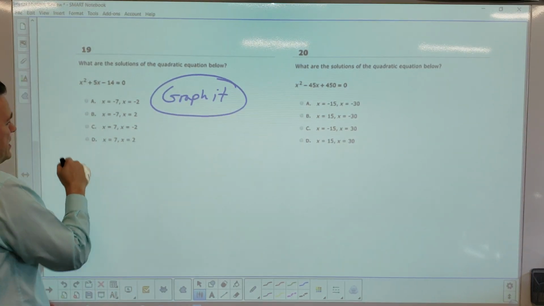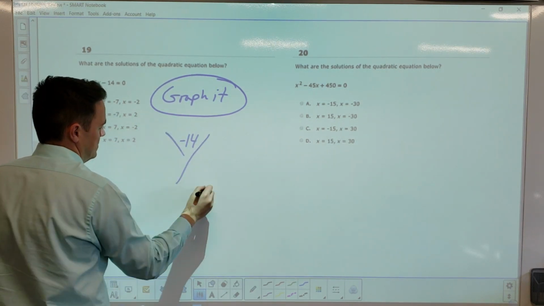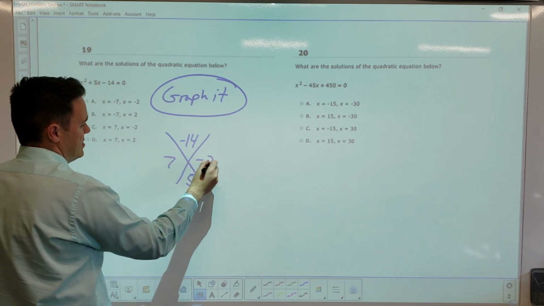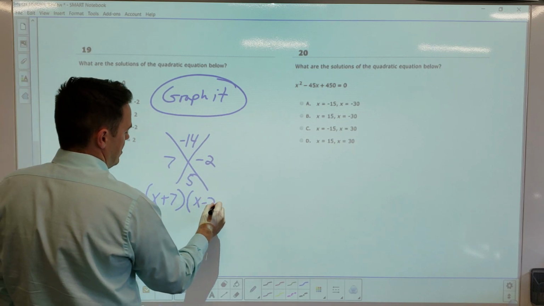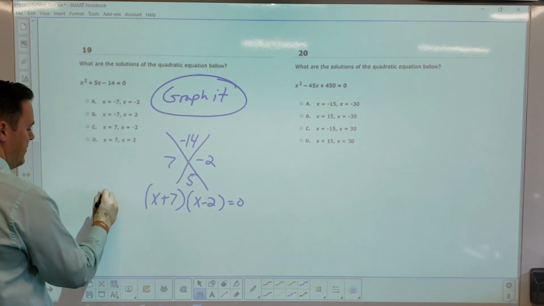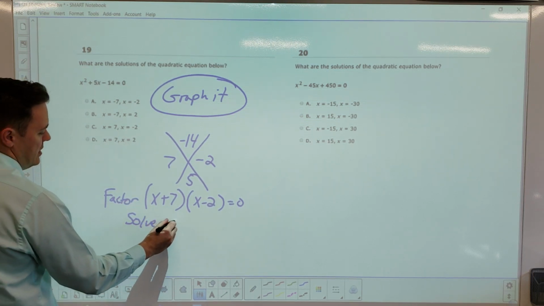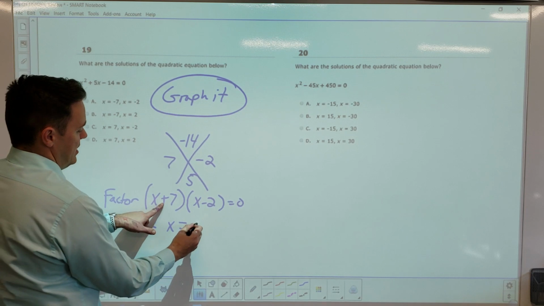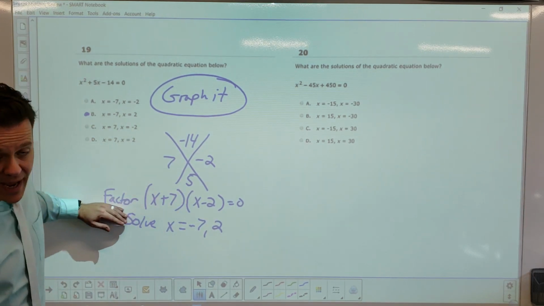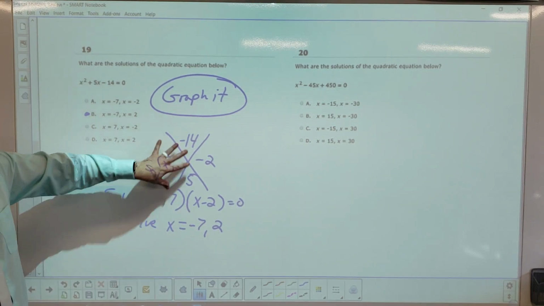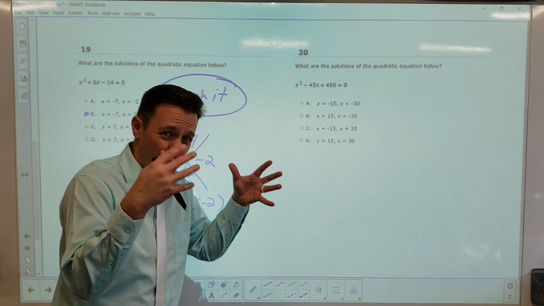You graph it, ladies and gentlemen. I think you'll get, let me do the factoring. So if I factor this, this is my answer. Okay, but this is the factored version. Remember, this is the factored version. But to solve it, it's x equals -7 and 2. Okay, so this is factoring, this is solving. So if you do this, know that, ladies and gentlemen, the solutions are what appears on the graph.